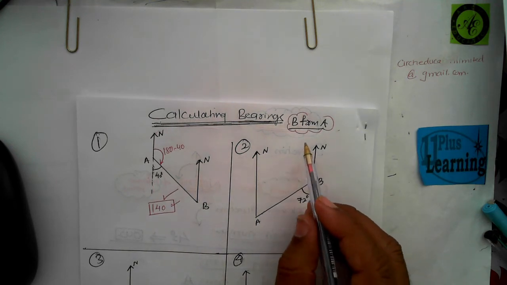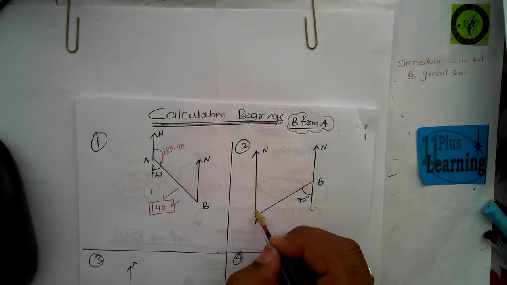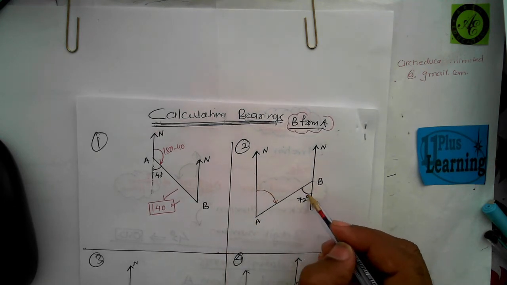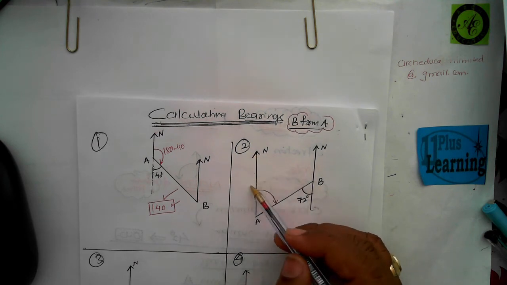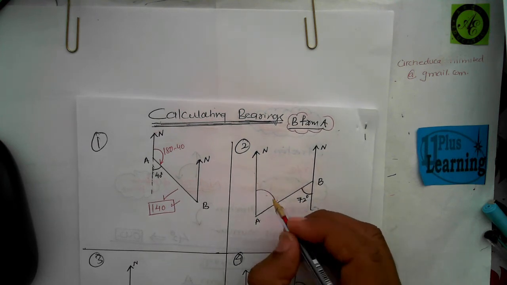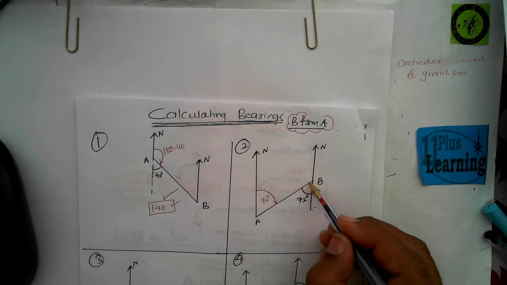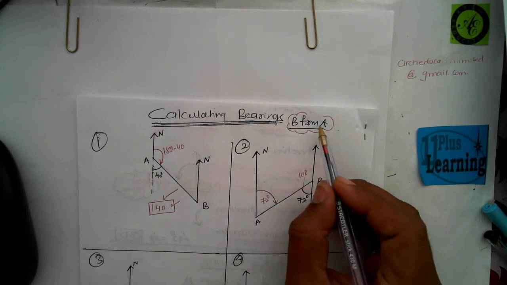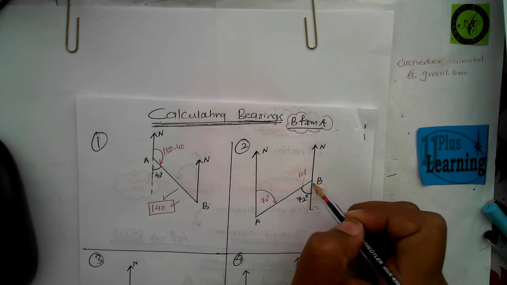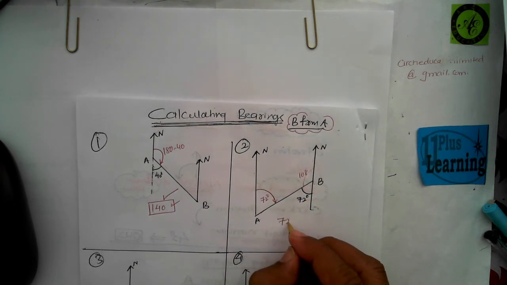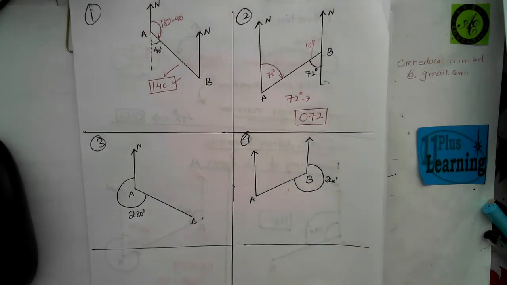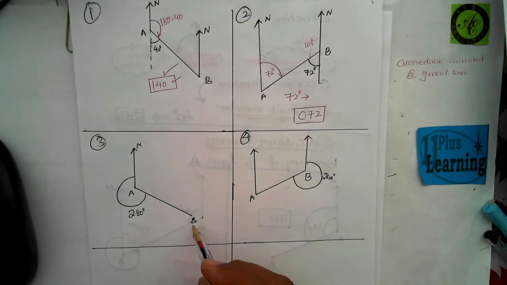For this one, B from A, once again, do we have a north at A? Yes, we do. So we need to measure this angle. Now on the other side, if that's 72 degrees, when you learn parallel lines you will realize that this angle is also 72 degrees. Or the other way, you can put 180 take away 72, that gives you 108 degrees. The bearing of point B from A is this angle, 72 degrees, but since this is not in 3 digits, we write this as 072. Okay, lovely.